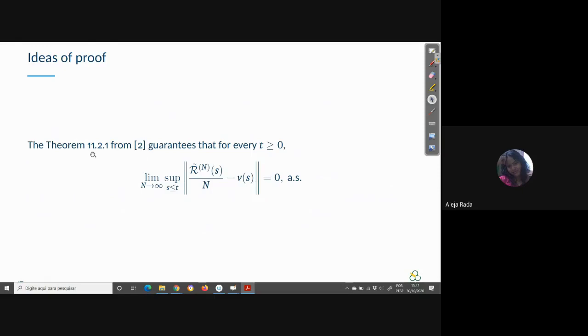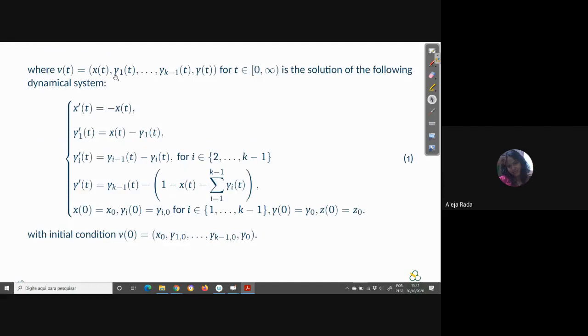And this theorem in this book, the course one, guarantees that this process converges almost surely to some quantity. This quantity is the solution of this dynamical system.